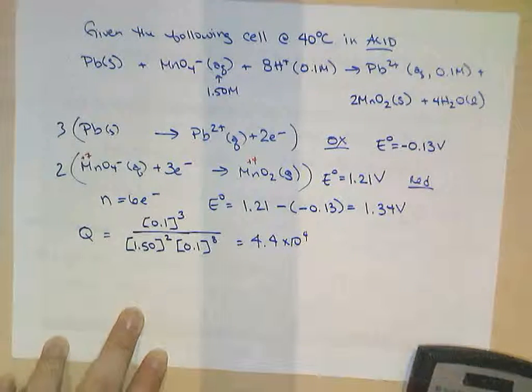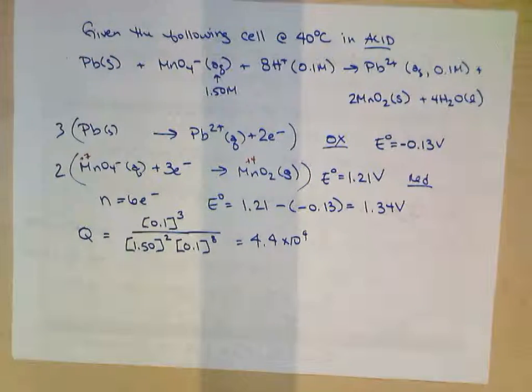Greater than or less than 1? A little bit greater than 1, right? Assuming I plugged it all in. 4.44 times 10 to the 4th. So does that tell you, do I have more products or more reactants? More products, right? Because it's much greater than 1. So should my final cell potential be less than or greater than? Should be less than. Let's find out.